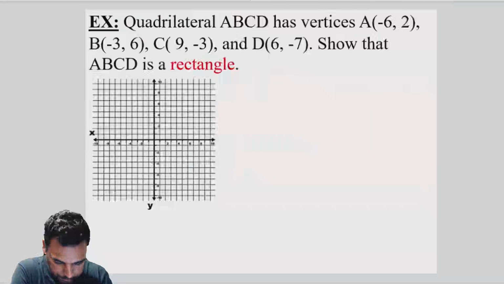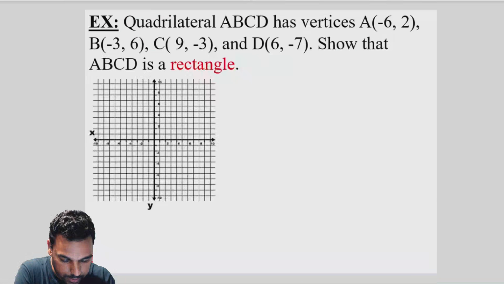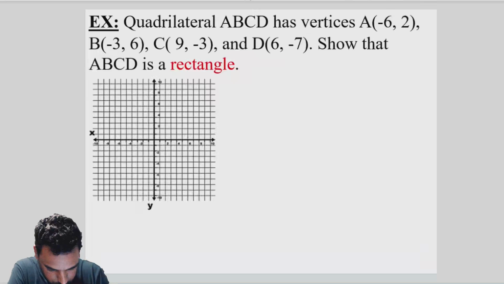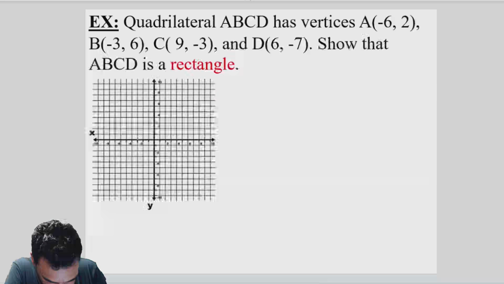All right. So here we have quadrilateral ABCD, and I'm going to plot those points. So starting at the origin, I'm going to go back 6, 1, 2, 3, 4, 5, 6, and then up 2. I'm going to label it right away. And B is negative 3, 6. So 1, 2, 3. 1, 2, 3, 4, 5, 6.